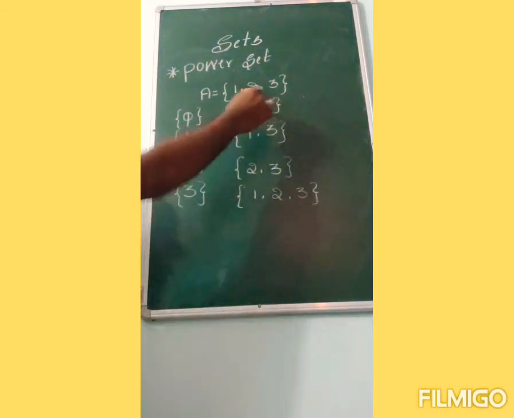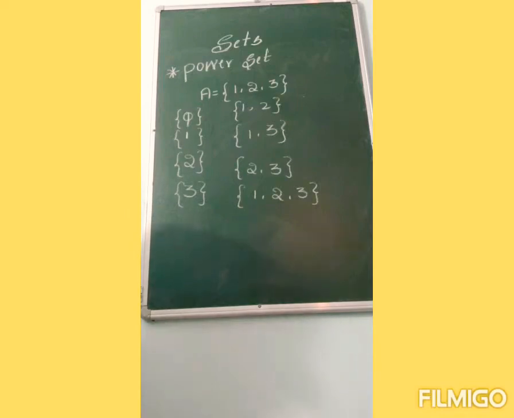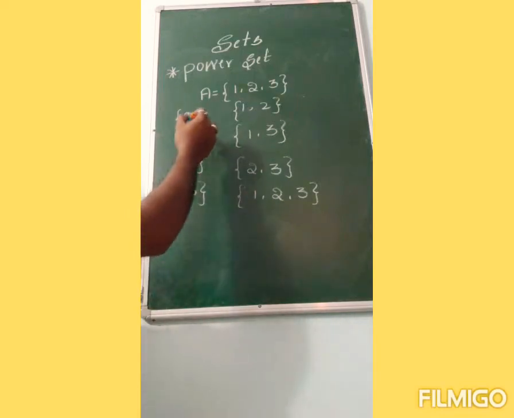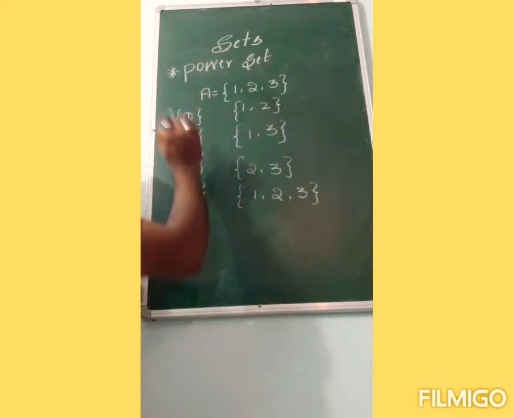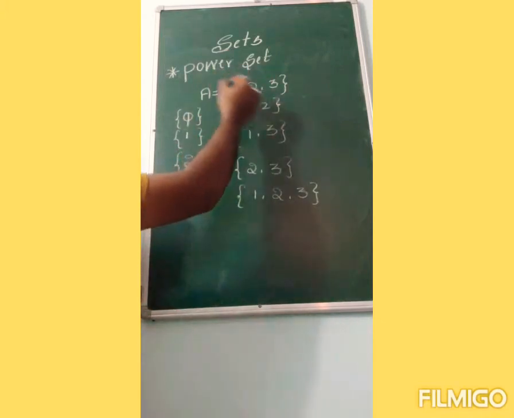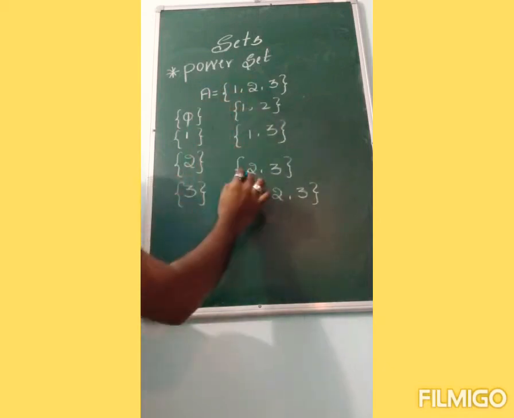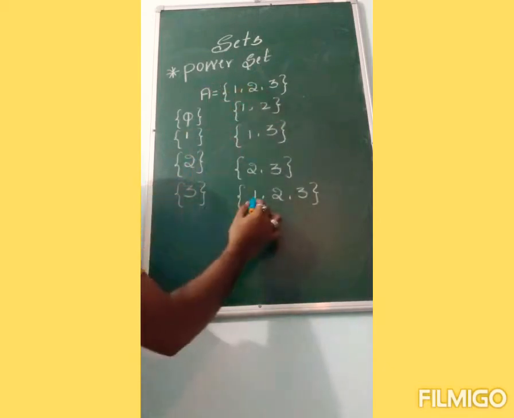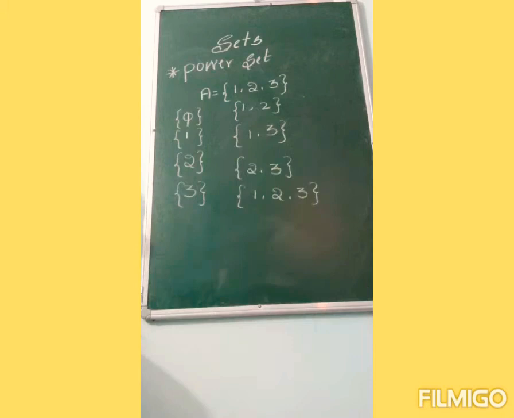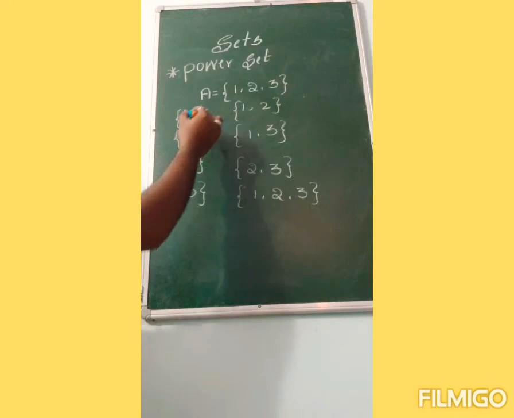Why are these said to be subsets? Because 1 belongs to A, 2 belongs to A, 3 belongs to A, 1 and 2 belong to A, 1 and 3 belong to A, 2 and 3 belong to A, and 1, 2, 3 also belongs to A. So the set of all possible subsets grouped together is said to be the power set, including the null set.